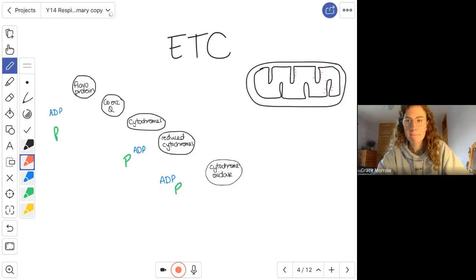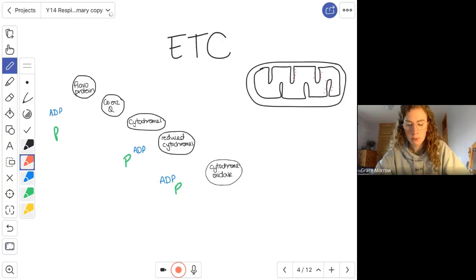So in your notes about the electron transport chain, it says that we've got these electron carriers. Now, sometimes they're called electron carriers, sometimes they're called hydrogen carriers, and we'll look at that in a moment. For now, don't worry too much. Basically, these molecules are carrier molecules, and they're passing hydrogens from one to the other.